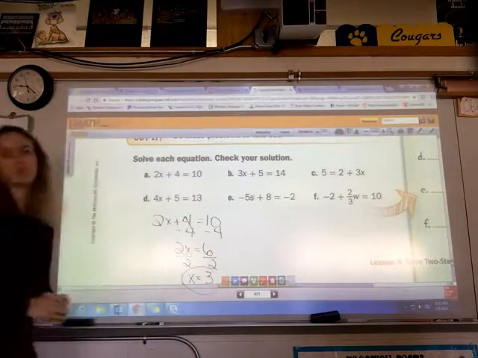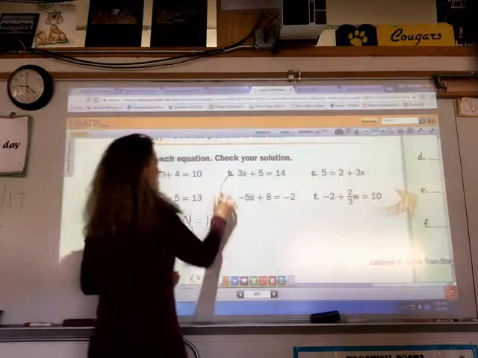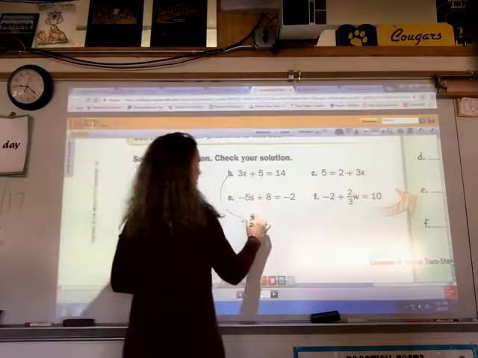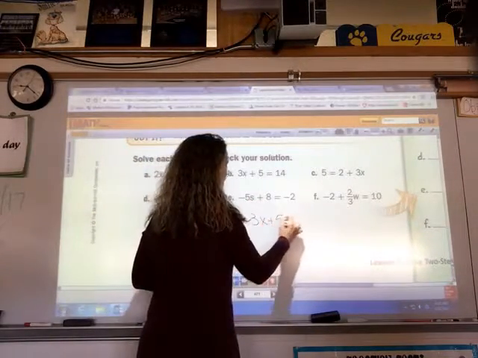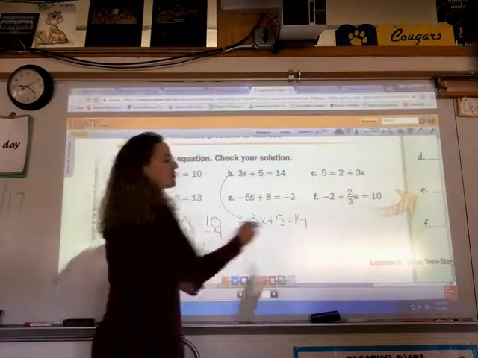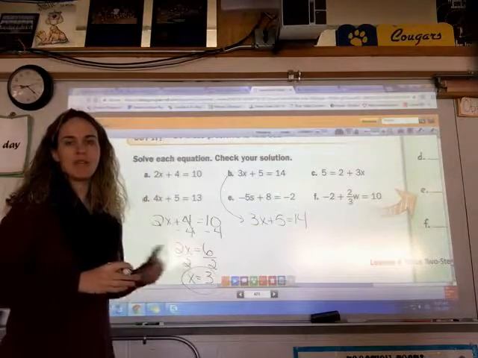And there's my answer. Let's take a look at letter B. Again, I'm going to write it down here to give myself some more room to show my work. So I've got 3x plus 5 equals 14. Again, here's my variable. I've got 3 times x plus 5, so we're going to get rid of the addition part of it.